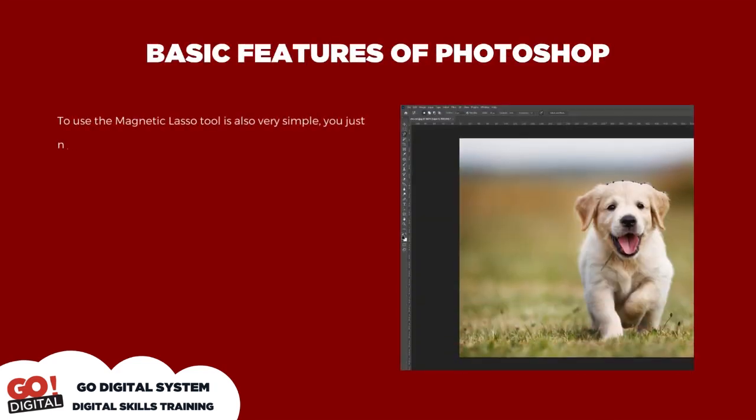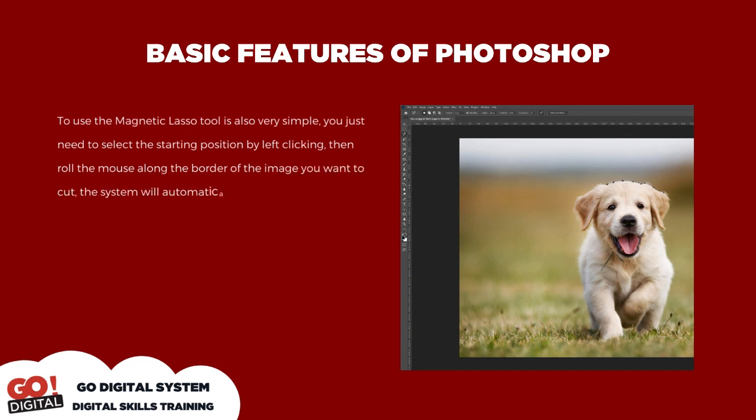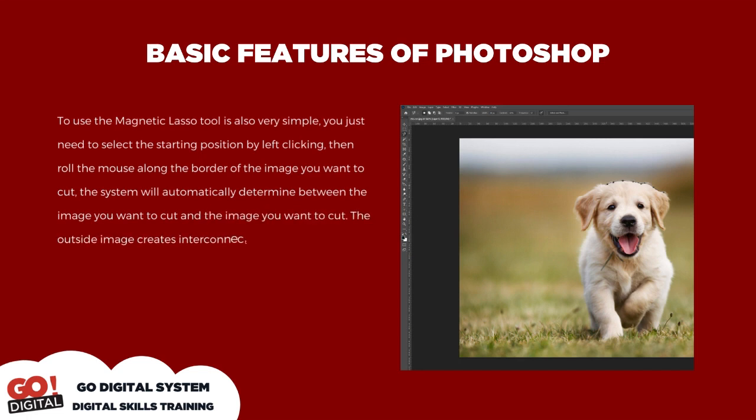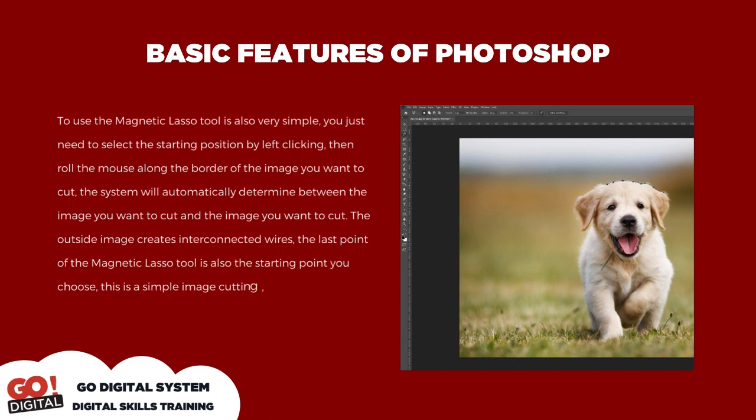You just need to select the starting position by left-clicking, then roll the mouse along the border of the image you want to cut. The system will automatically determine the boundary between the image you want to cut and the outside image, creating interconnected wires. The last point of the Magnetic Lasso tool is also the starting point you choose. This is a simple image cutting step in Photoshop, just after the Magic Wand tool.